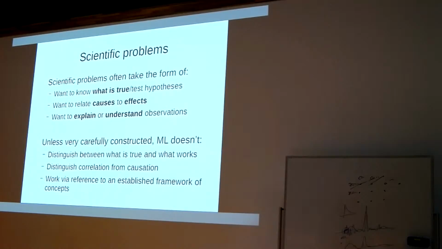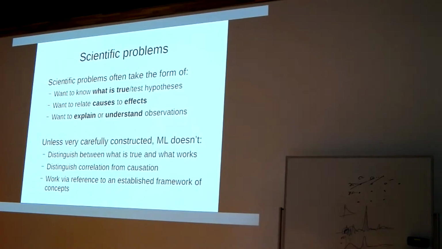Similarly, people want to relate causes to effects. They want to know, if the early solar system were changed in this way, what would the modern solar system look like? That would be different. If Earth was not hit by a big impact, what would Earth's future be like, or something like that? What is the process that actually leads to this chemical state on the surface of the Earth, or atmospheric state, or something like that? And they also want to explain or understand observations.